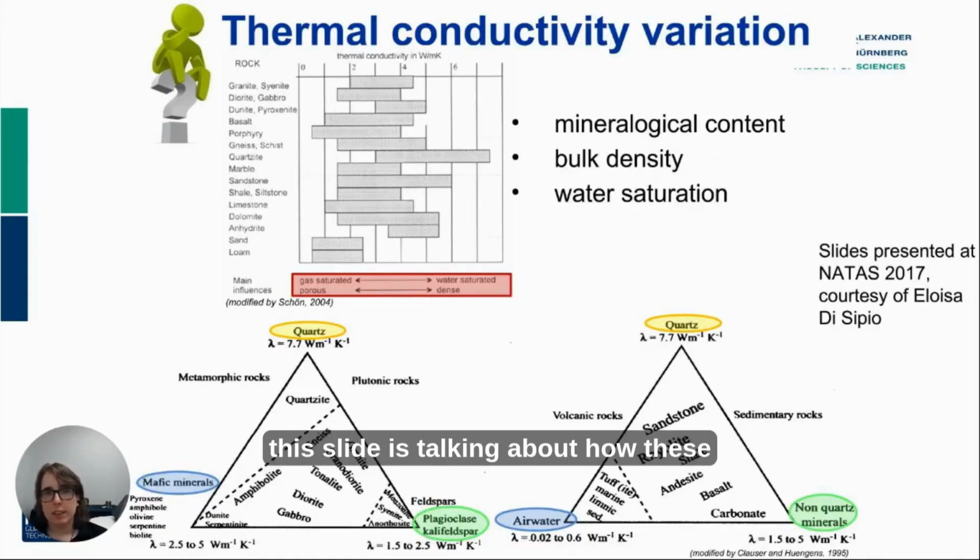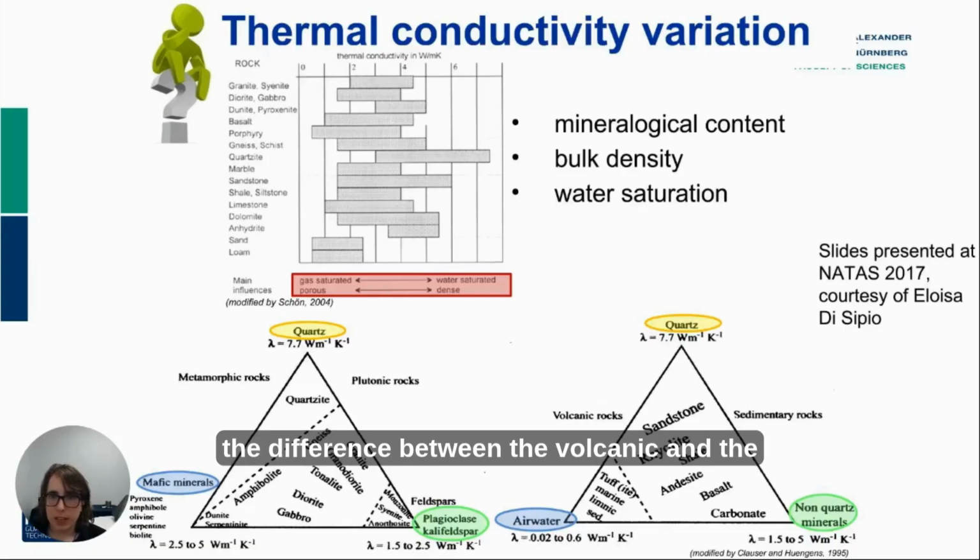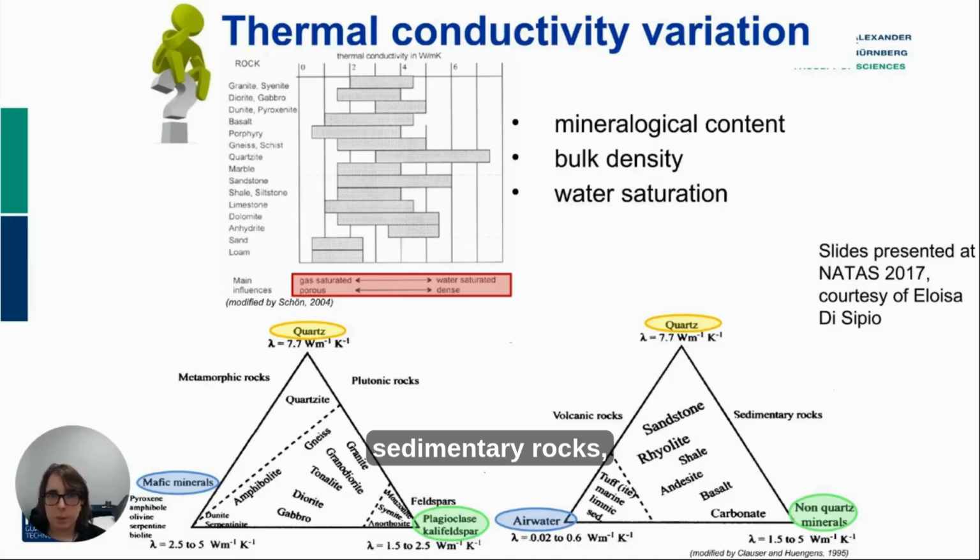So this slide is talking about how these kinds of sedimentary rocks and geological rocks tend to vary in their thermal conductivity. You can see here, on the lower end of this slide, if you're looking on the right hand side, for example, the difference between the volcanic and the sedimentary rocks. Generally speaking, thermal conductivity of materials is going to vary as a function of its composition.